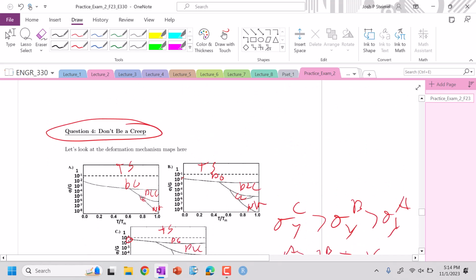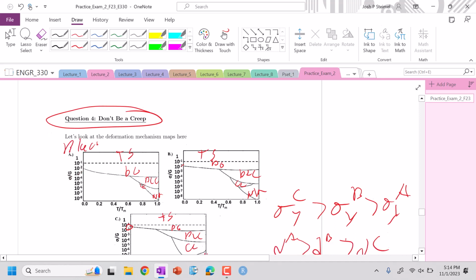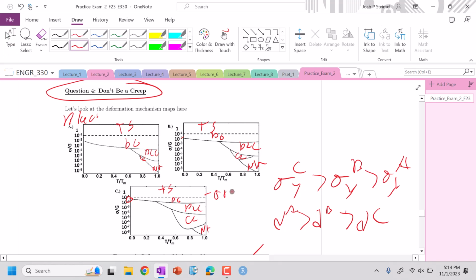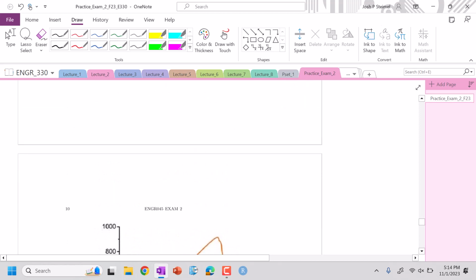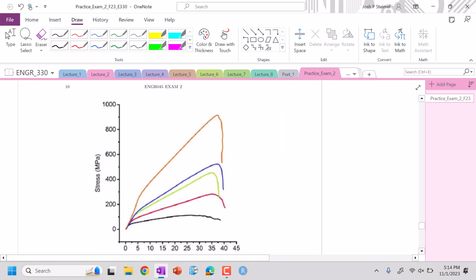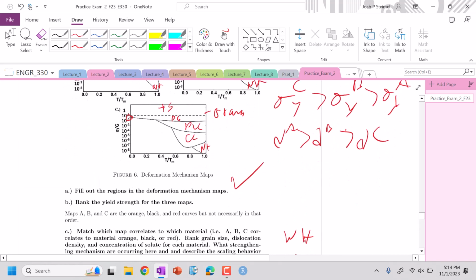So we know that black is A. So that's going to be black, orange, and red. And we already ranked those values. One thing that we should be concerned about here is that this should fail much sooner. They should have longer ductilities, but we'll ignore that for now.